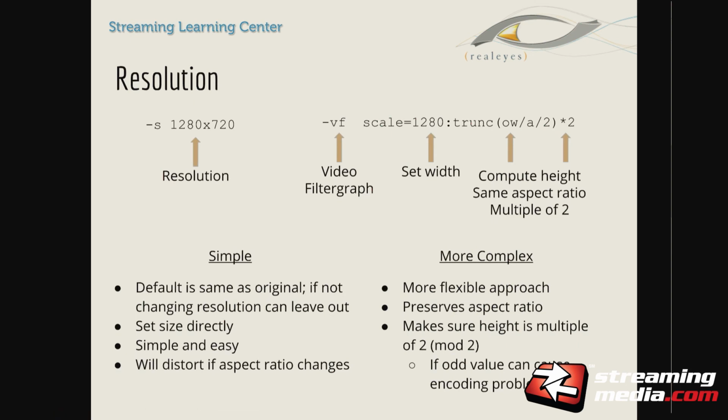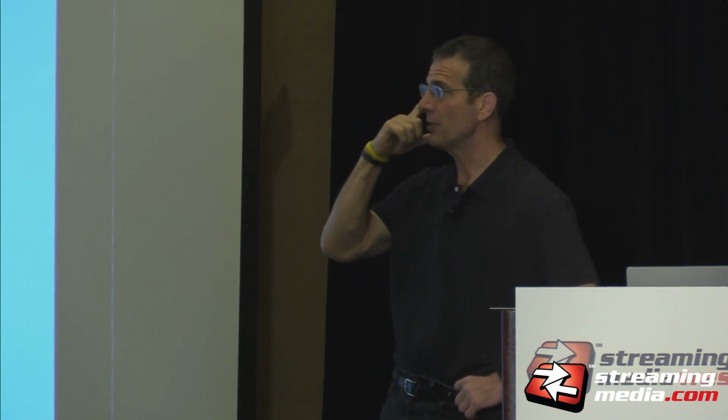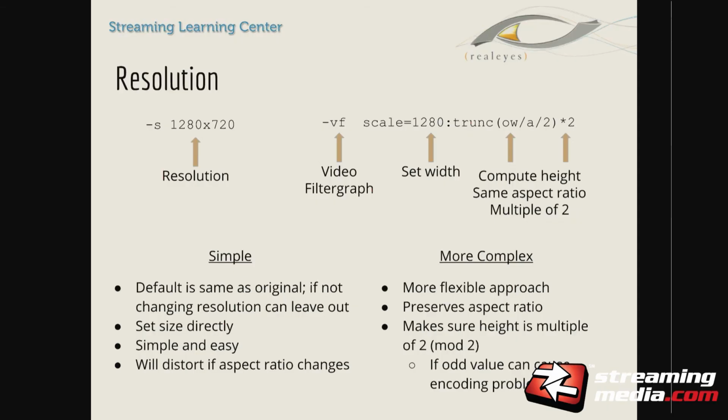Resolution, there's a couple of ways to do it. The simple way is with the -s, and basically that tells FFmpeg to convert your video to 1280 by 720. I only use that approach when I'm outputting the same aspect ratio as the source video. So if I have a 1080p file and I want to output at 720p, you can use the -s.